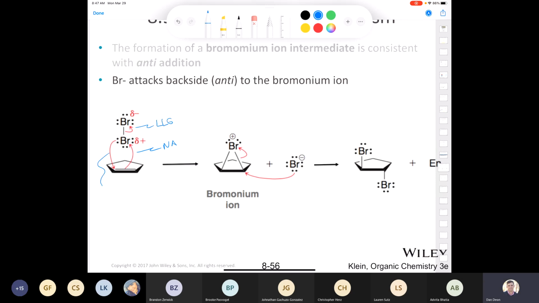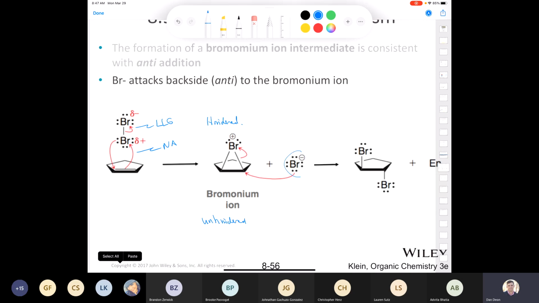This is the arrow that forms the bromonium ion, right? That's the one where we form the tricyclic intermediate, the bromonium ion. Once we form the bromonium ion, we have a hindered face on the top here in this case, and then we have an unhindered face down here at the bottom.